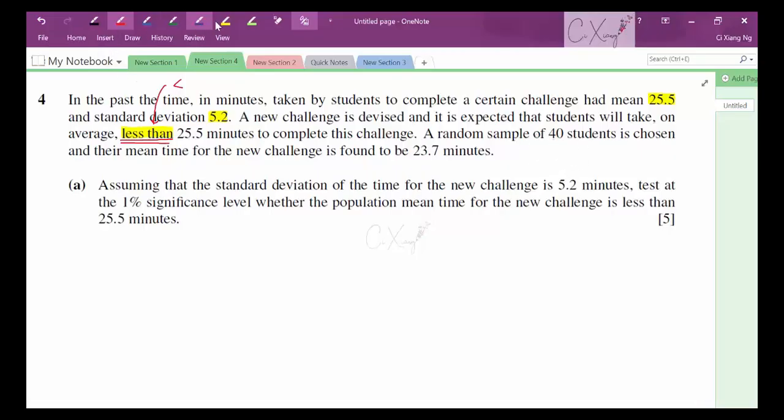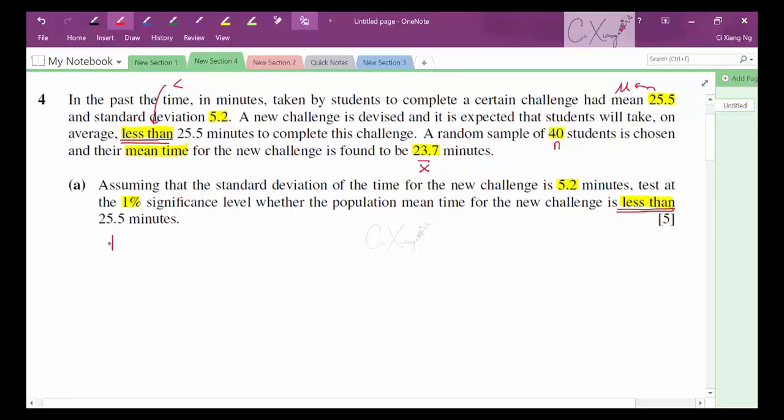A random sample of 40 students is chosen, so our sample size n is 40, and their mean time for the new challenge is found to be 23.7 minutes. This mean time 23.7 is from the random sample of 40 students, so you should understand that this is a sample mean, and the 25.5 here is the population mean. So this is all the information that we have. Assuming the standard deviation of the time for the new challenge is also 5.2 minutes, the same as the population standard deviation, test at 1% significance level whether the population mean time for the new challenge is less than 25.5 minutes. Again you can see the keyword less than, to help you form the alternative hypothesis. We are going to test whether the mean is less than 25.5 minutes or not.